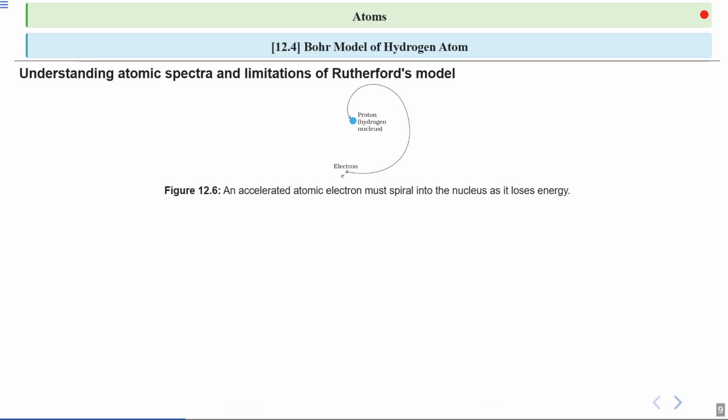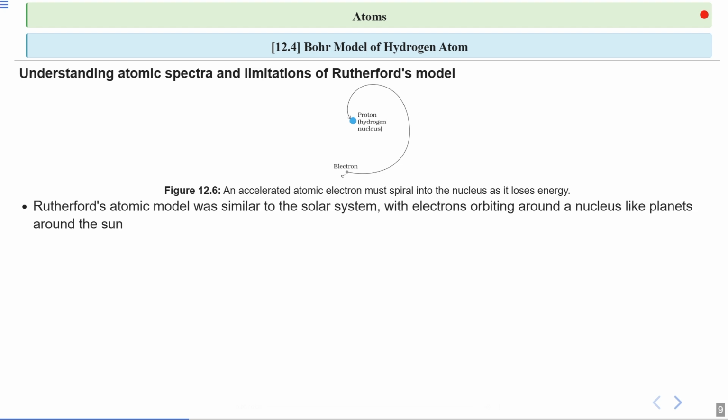According to classical physics, if an electron is accelerating, it should emit energy as electromagnetic radiation. This means the electron would lose energy and eventually crash into the nucleus, making the atom unstable.